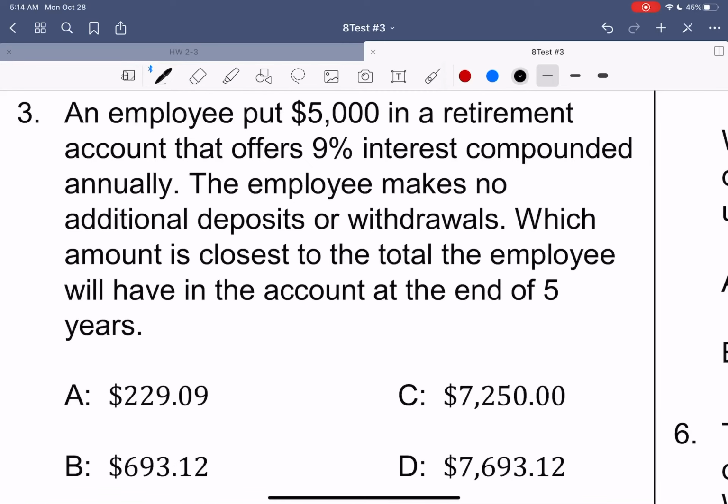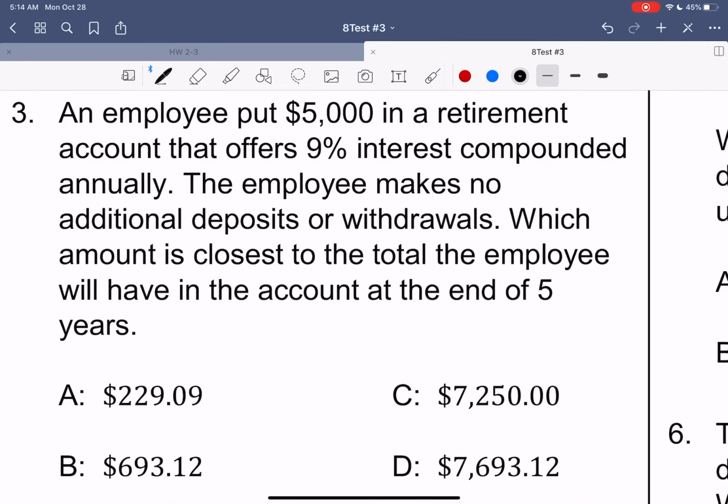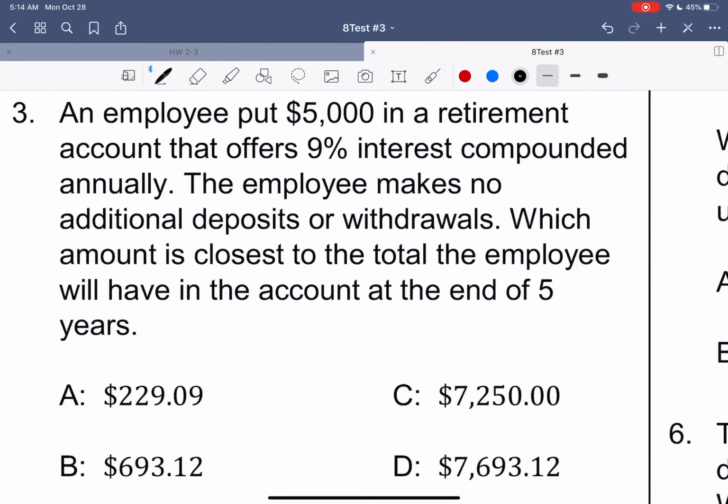Okay, this says an employee in a retirement account that offers 9% interest compounded annually. The employee makes no additional deposits or withdrawals. Which amount is closest to the total the employee will have in the account at the end of 5 years?